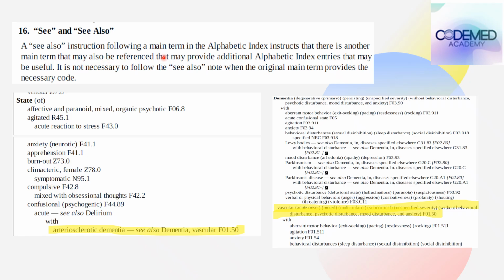Now let us come to see also. The see also instruction following the main term in the alphabetical index instructs that there is another main term and that is just a cross reference. But remember that in front of the see also we are getting the code. So it is not necessary for you to follow the see also note when the original main term provides the necessary code. But in the previous example, there was no code in front of see. So we had to follow the link to get the code. But here I am getting the code.